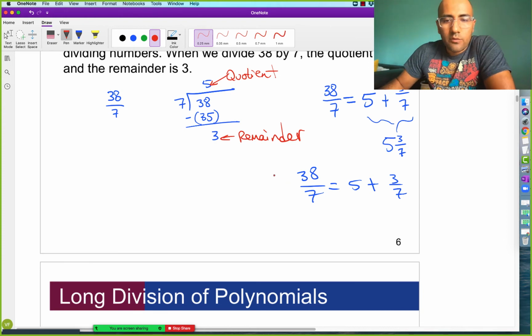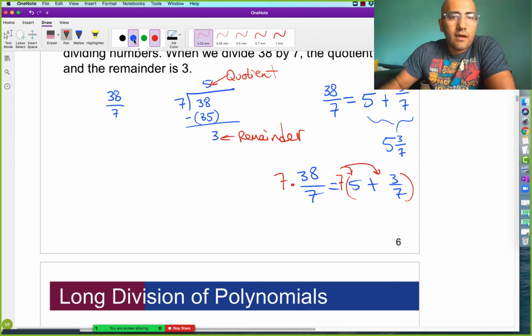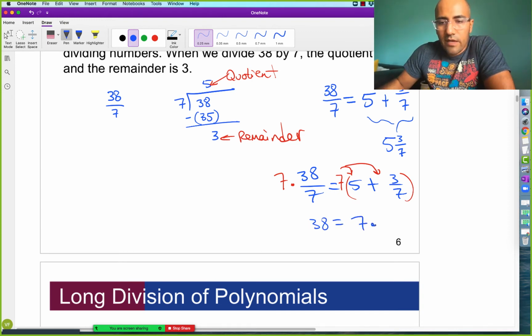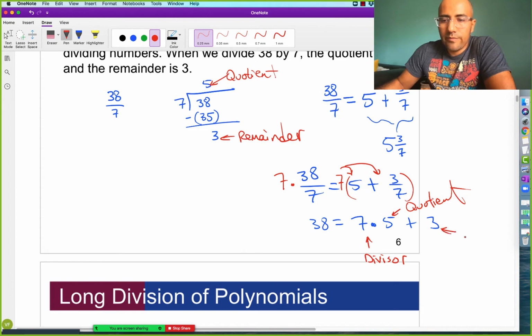Now what we want to do is multiply everything by 7, and then distribute, of course. And so I'll end up with 38 equals 7 times 5 plus 3. Good. So 38 equals, remember the 7 was the divisor, 5 was the quotient, and 3 was the remainder.